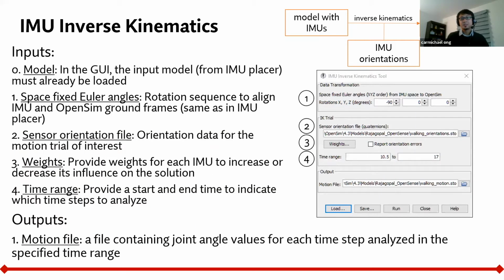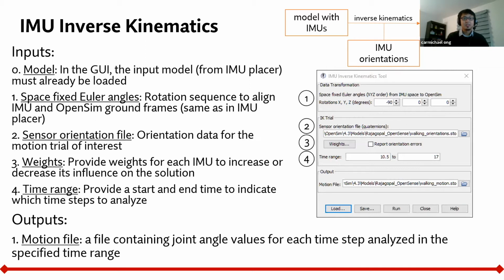Let's see how this step is done in the GUI. And like before, a model is assumed to be loaded in the GUI already. First, we need space-fixed Euler angles. And again, this is the rotation sequence to align the ground frames of the IMU space and the OpenSim space. And this should be the same as what was in the IMU Placer.